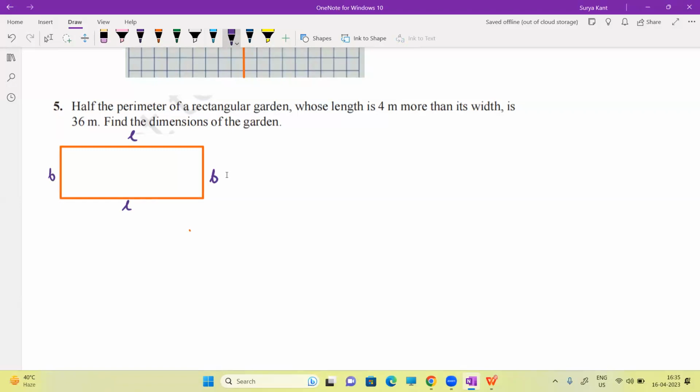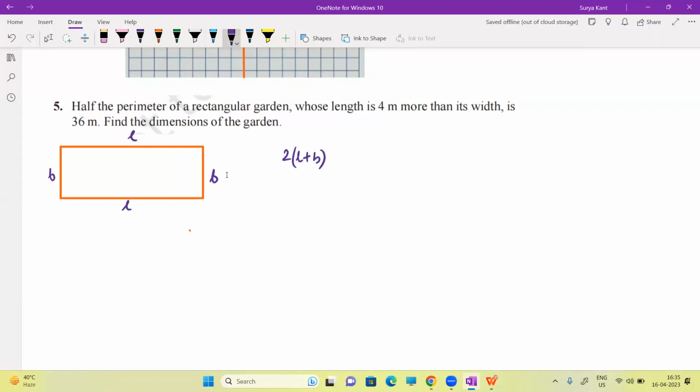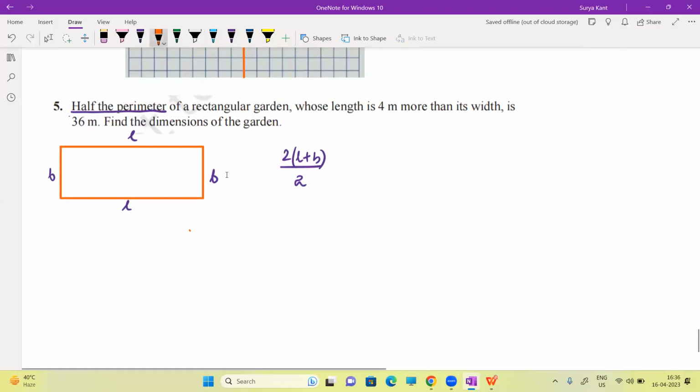What is the perimeter, Tanishka? The perimeter will be L plus B plus L plus B, which is basically 2 into (L plus B). And half the perimeter is mentioned here, so divide by 2. L plus B will be 36. Whose length will be 4 more than its width. So first we should write: let the breadth be x, and then the length will be x plus 4.